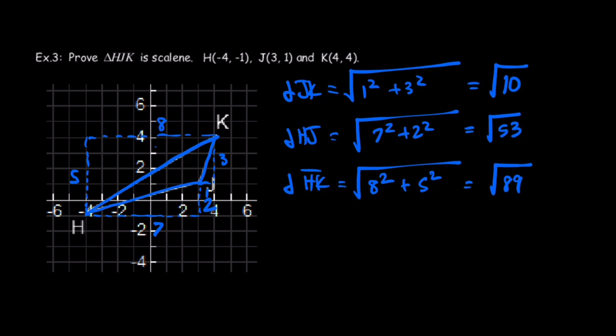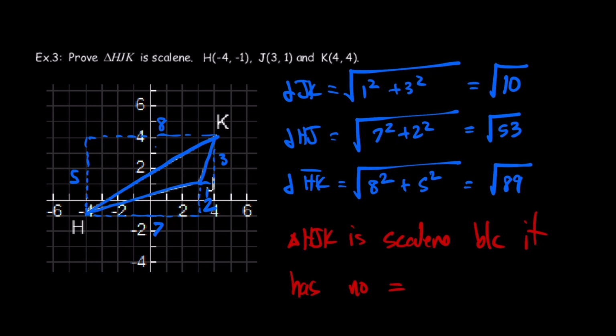Now this one's kind of easy, like we said. Scalene doesn't have any equal sides, and just comparing these, none of these are equal. So our conclusion is pretty simple. Triangle HJK is scalene because it has no equal sides.